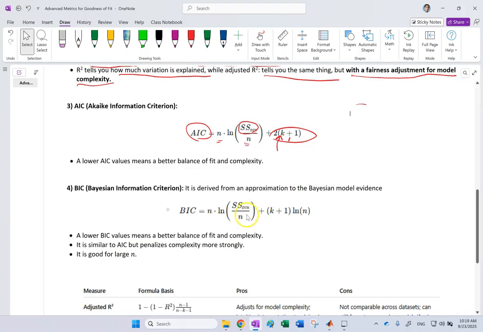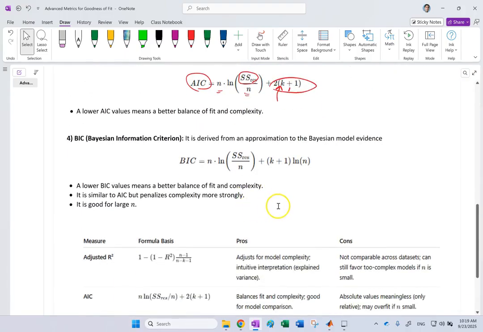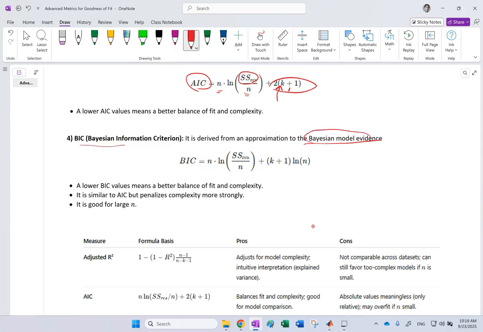AIC. And there is another one which is called Bayesian Information Criterion, or BIC, and it is actually derived from a Bayesian model evidence, or marginal likelihood, we call it. I don't want to go into the derivation here, but it is related to the Bayesian model. That's why there is Bayesian in its name. And if you look at it, it's very similar to AIC.